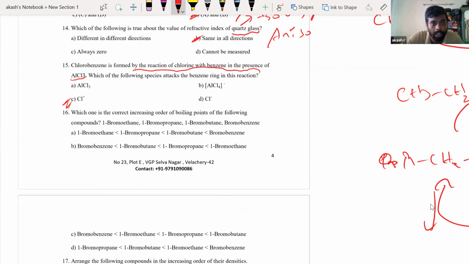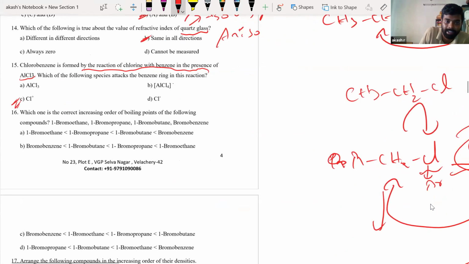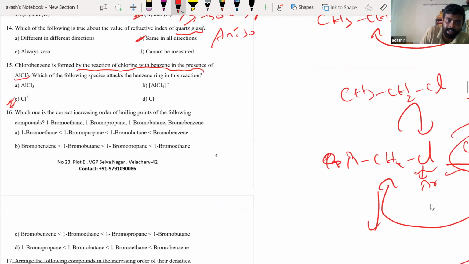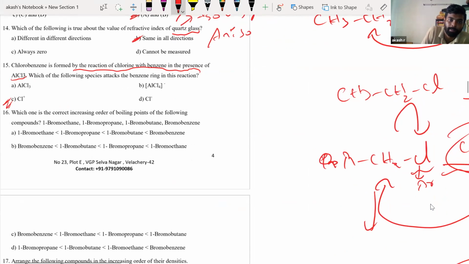Okay, next. Which of the following is the correct order of boiling point of the following? I have 1-bromoethane, 1-bromopropane, 1-bromobutane, and bromobenzene. Now all you have to understand is boiling point is directly proportional to molecular mass. It is inversely proportional to branching, right?